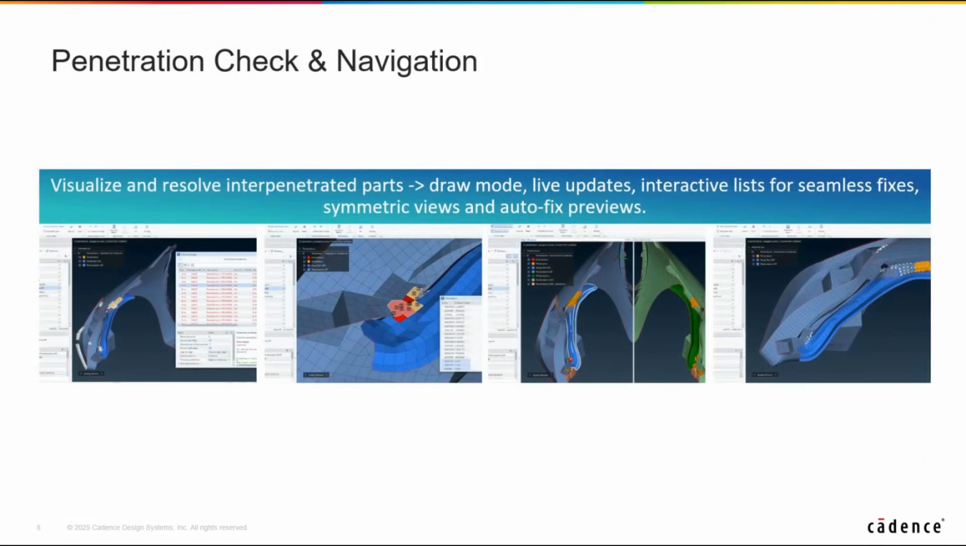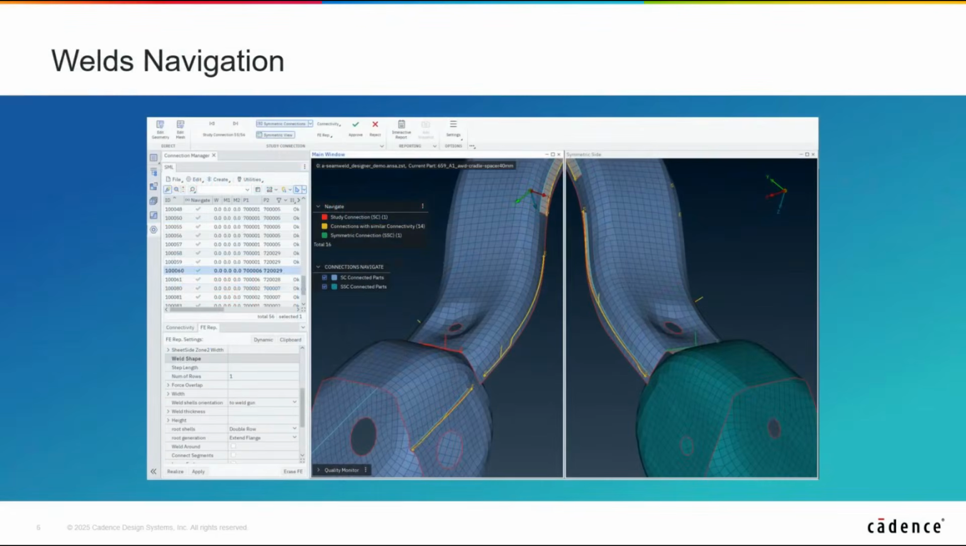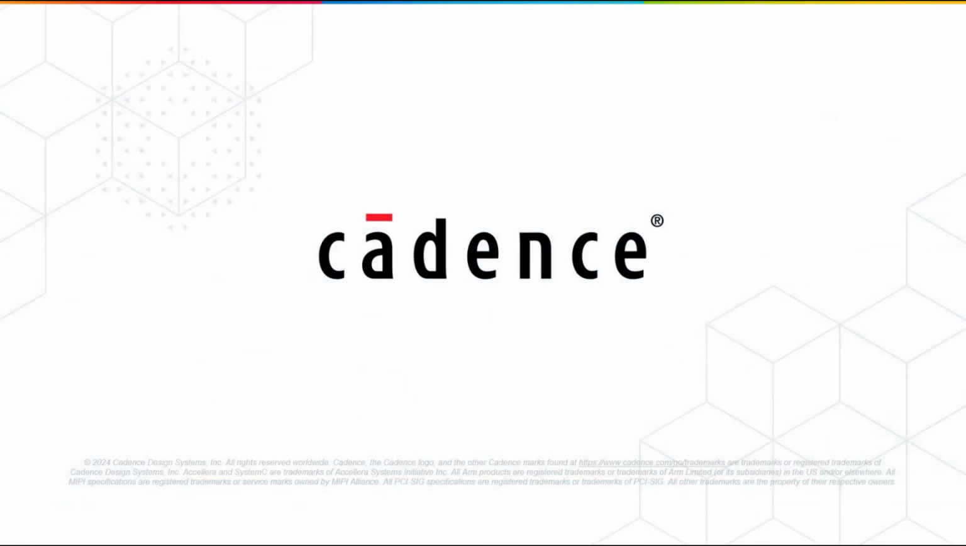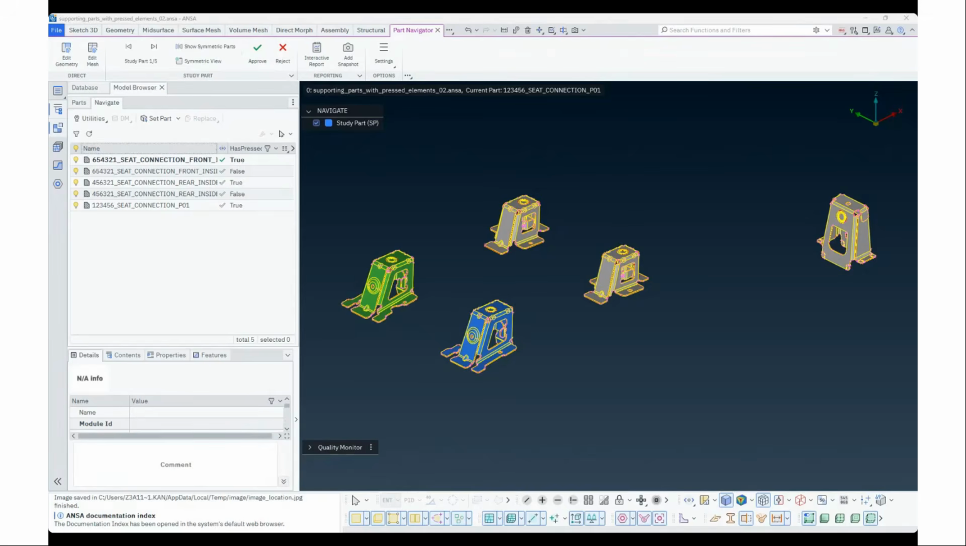One of the most critical checks is for penetrations, cases where parts intersect or overlap in ways that are not physically valid or acceptable in the final structure. Finally, I need to inspect all connections and welds between components. In the previous ANSA version, there was an early version of this weld checking tool. Today we are going to see a much more complete and powerful incarnation of it, with enhanced features and greater usability. Let's start with parts navigation.